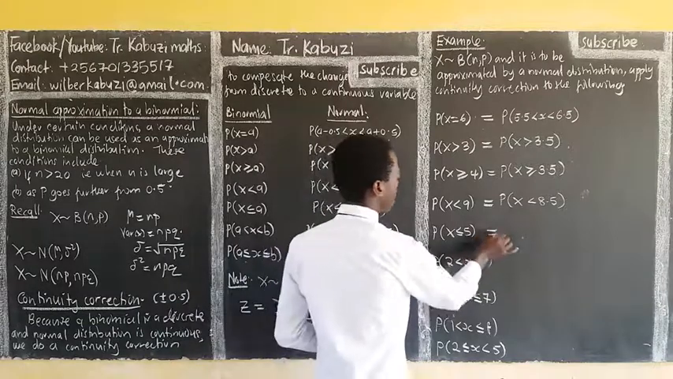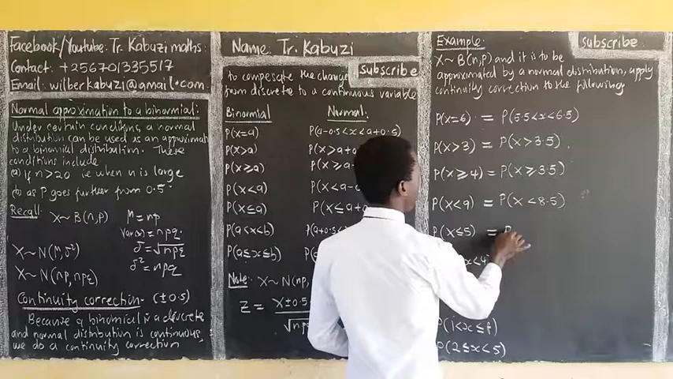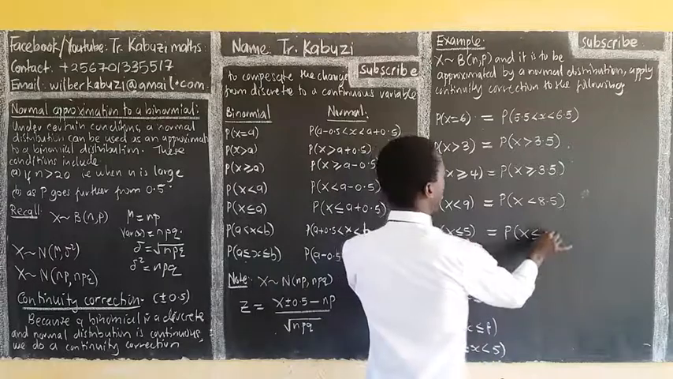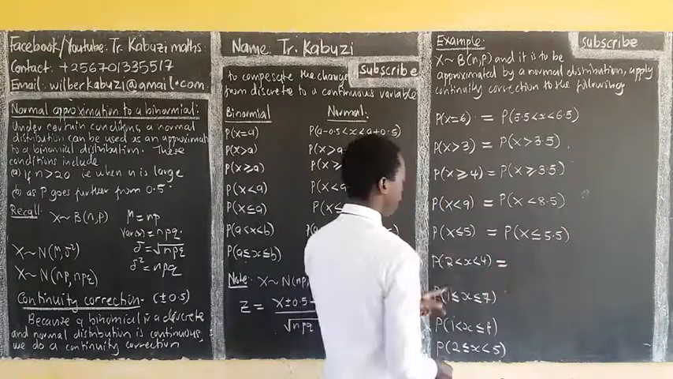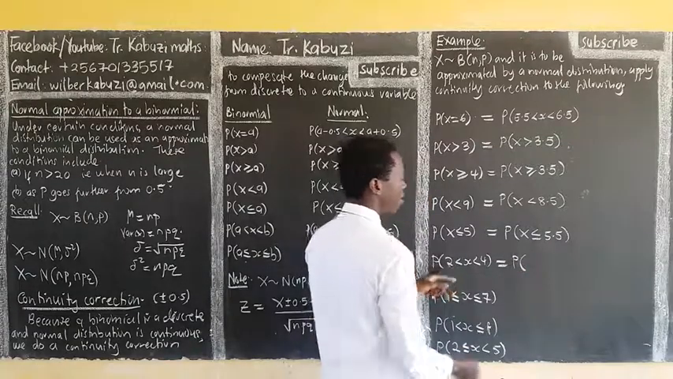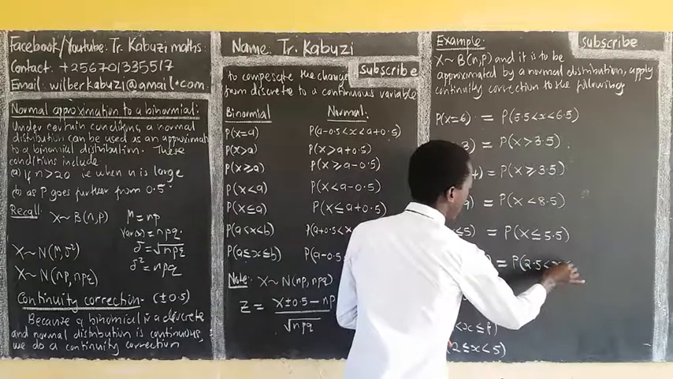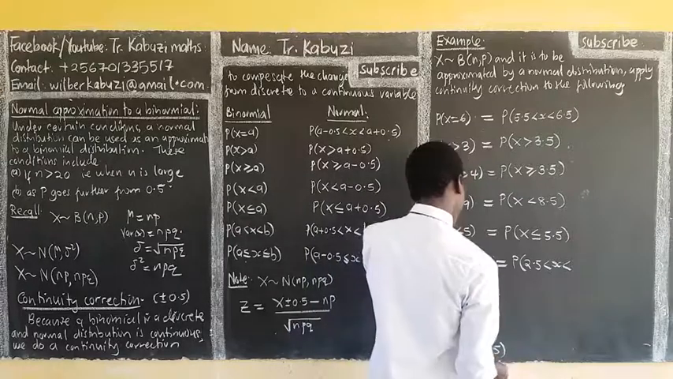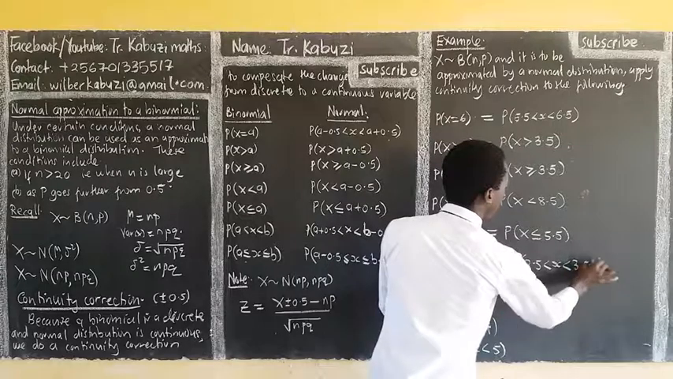Now this will be, we have less or equal to. If we have less or equal to, we just add 0.5. Probability of x less or equal to. When we add 0.5 here, we get 5.5. When you count this, we have now greater than 2. We said if it's greater than 2, we add 0.5. So we have that x, less. When it's less, subtract 0.5 from it. When you subtract 0.5 here, you get 3.5.